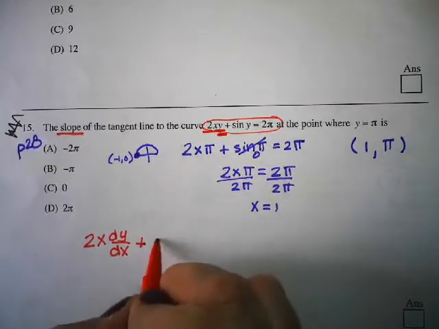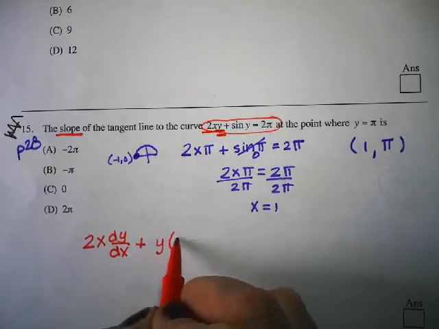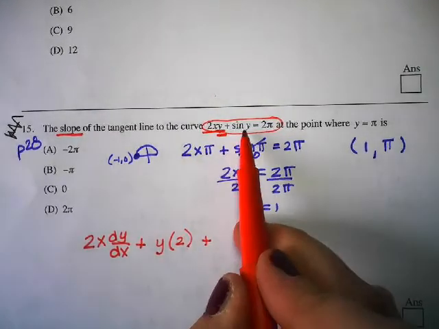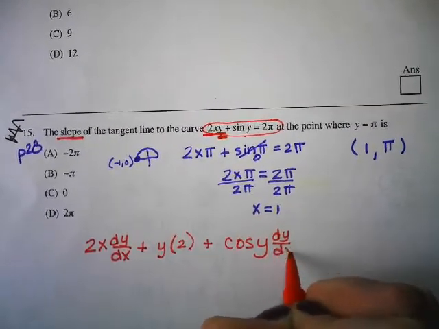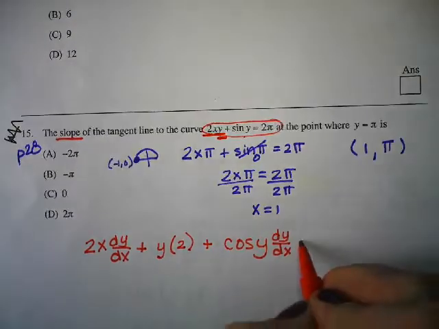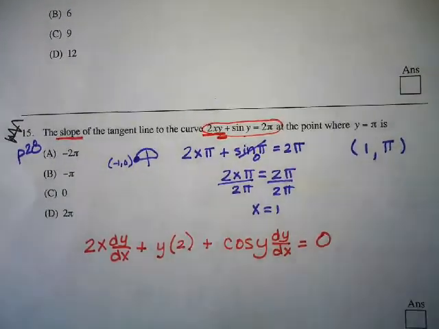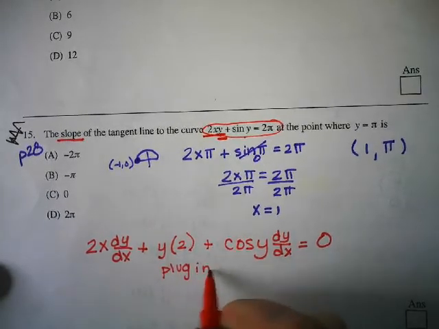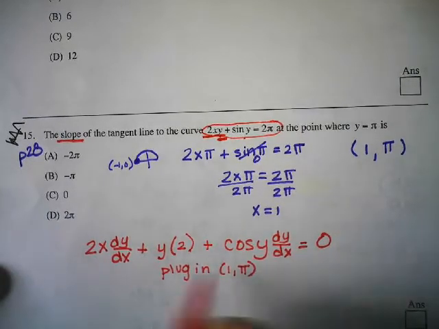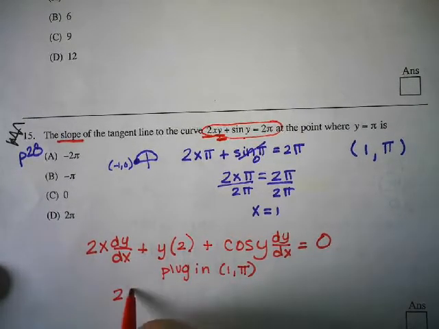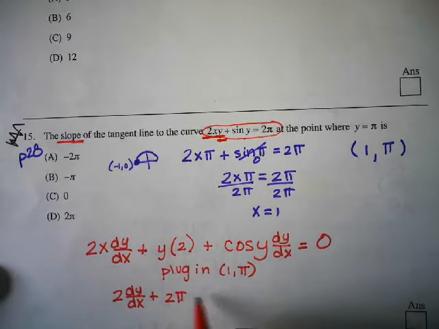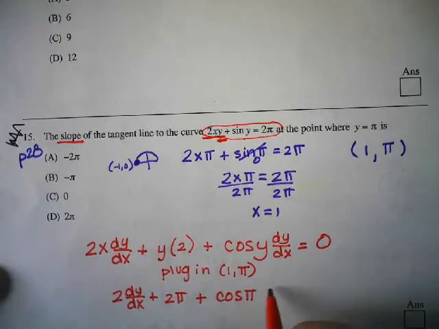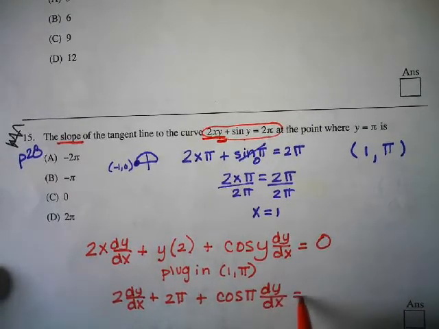Plus my second term, which is y, derivative of the first, which is just 2, plus the derivative of sine y is cosine y dy dx, because I took the derivative of something with y in it, equals the derivative of 2 pi is just 0, because 2 pi is a constant. And then at this point, I'm going to plug in 1 comma pi. So in for x, I put in 1. So this becomes 2 dy dx plus 2 pi plus the cosine of pi dy dx equaling 0.